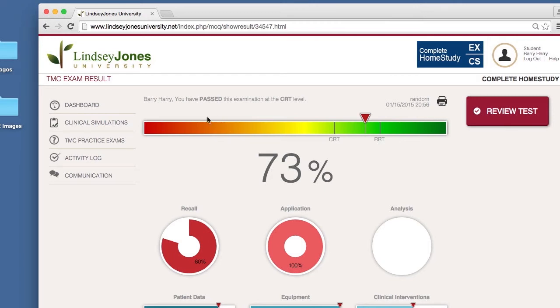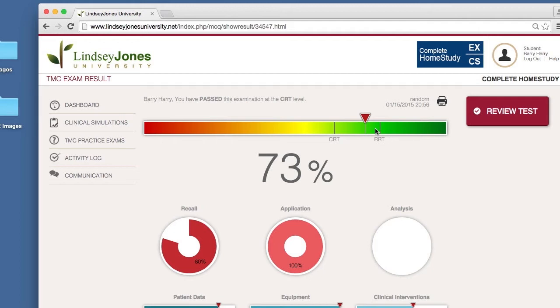And as you look at this, where you see I scored was right between these two arrows. This is important because what this says is that I scored above the CRT mark. So that means I'm a CRT. What I didn't do is score higher than the RRT mark. I really need to score higher than this mark to be eligible to take the clinical simulation exams. We might call that RRT eligible, for instance.